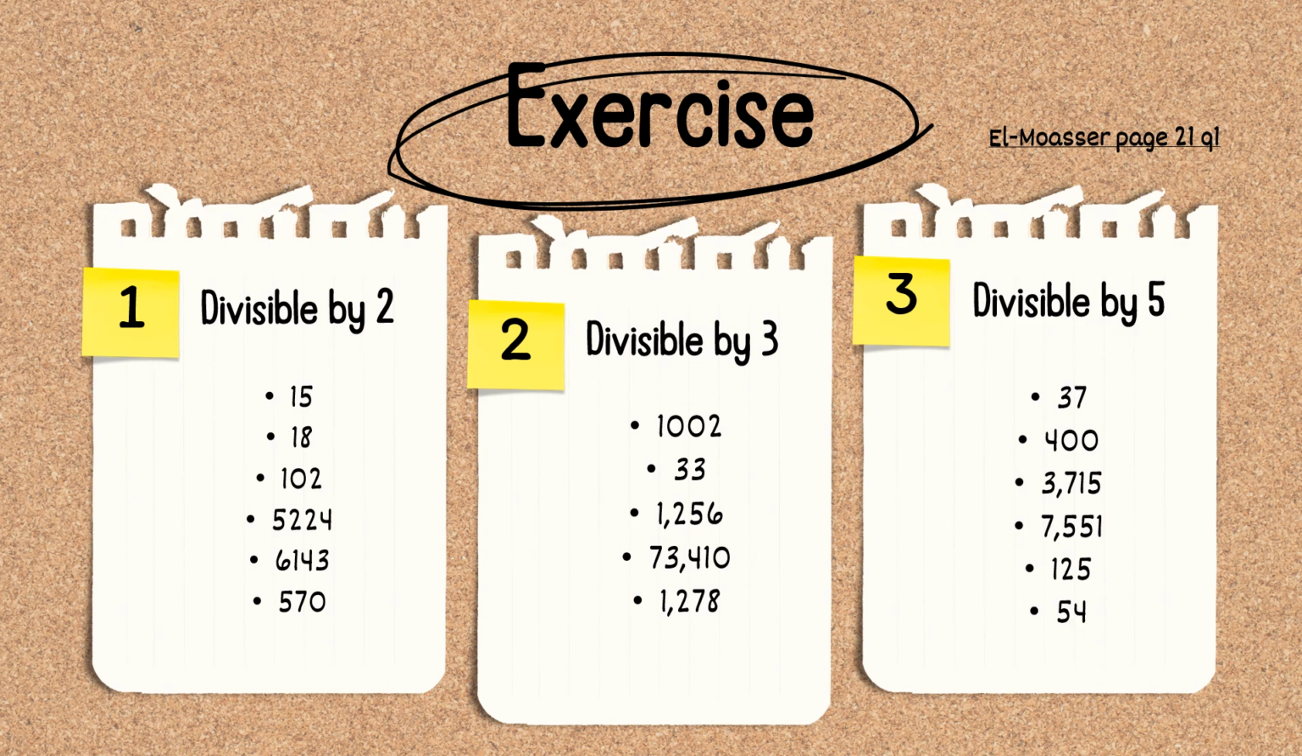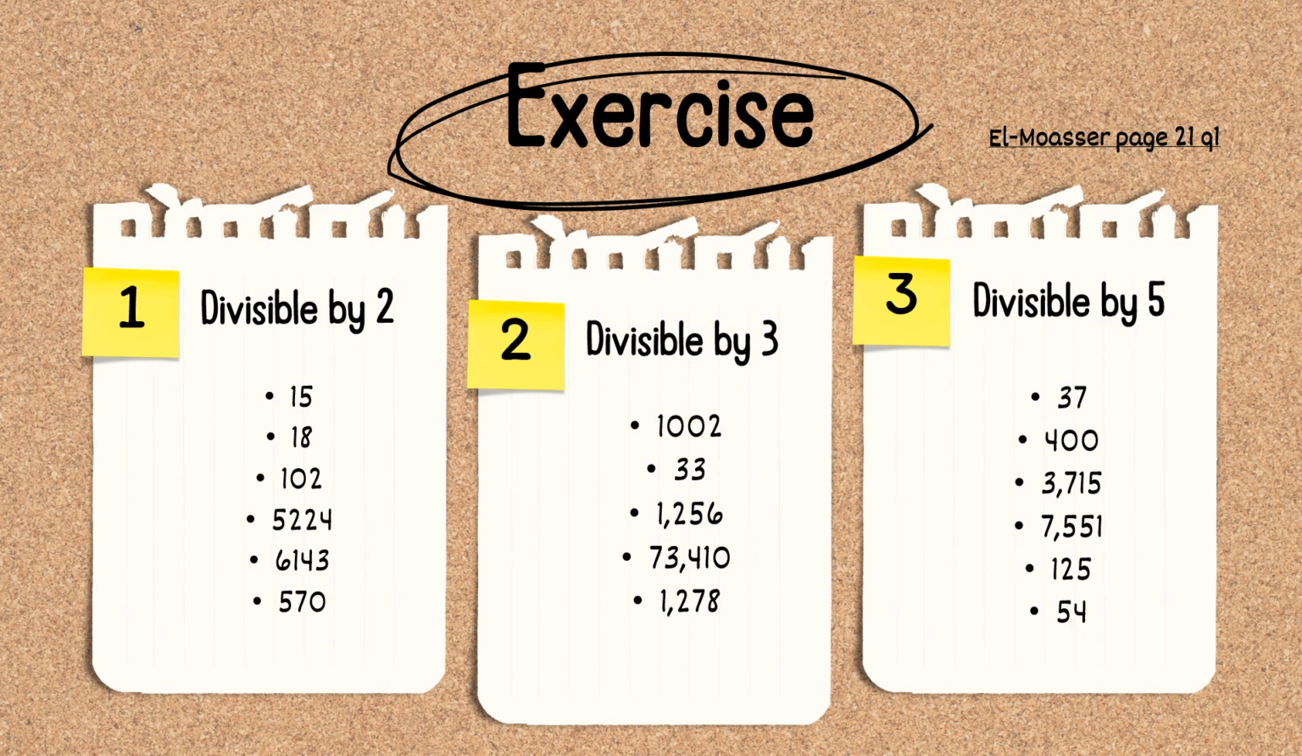1002. What is the sum of the digits? 1 plus 2 equals 3. 3 is divisible by 3. Yes, this is divisible by 3. 33. 3 plus 3 equals 6. 6 is divisible by 3. Yes, this number is divisible by 3.